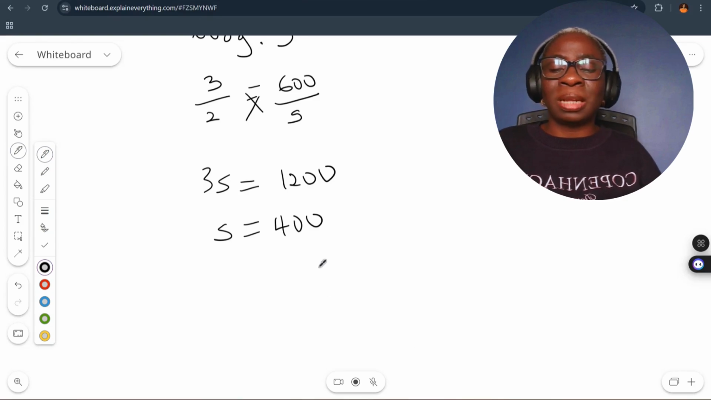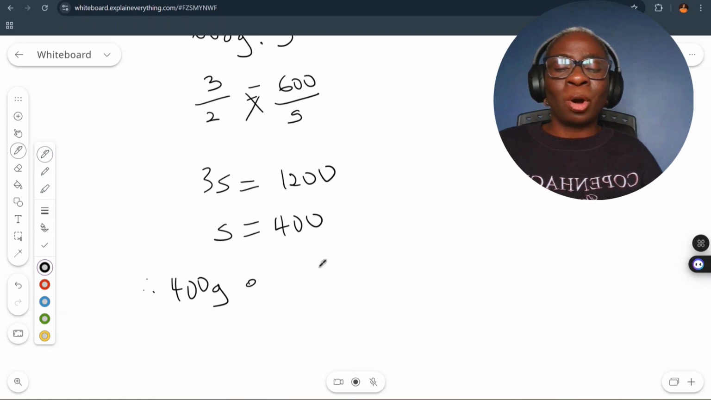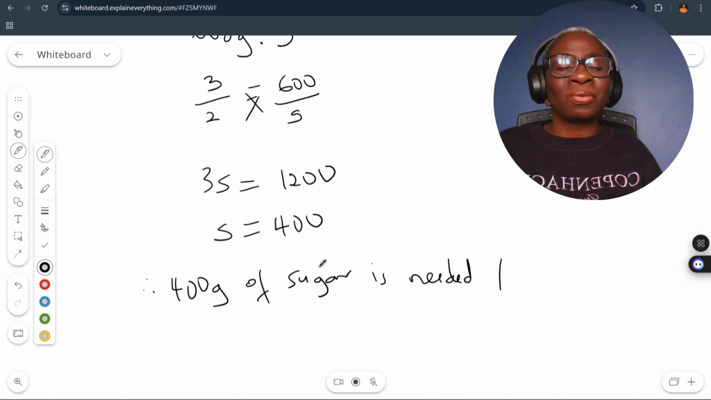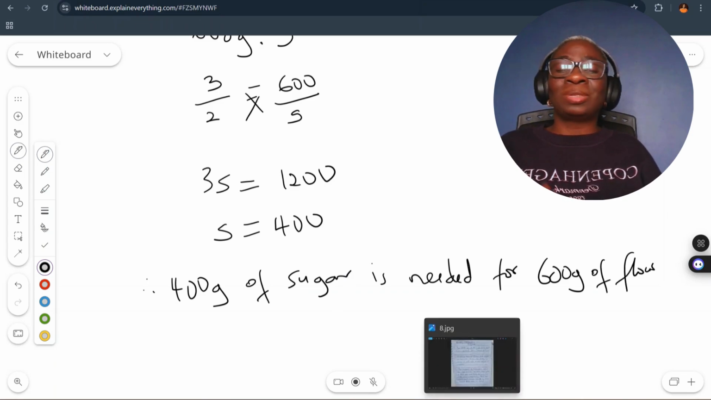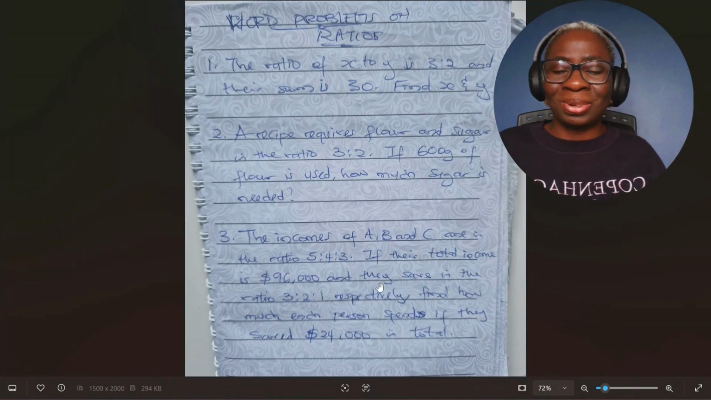So once you get something like this, then you say therefore 400 gram of sugar is needed for 600 grams of flour. And that's it. You see that word problem is not difficult at all.